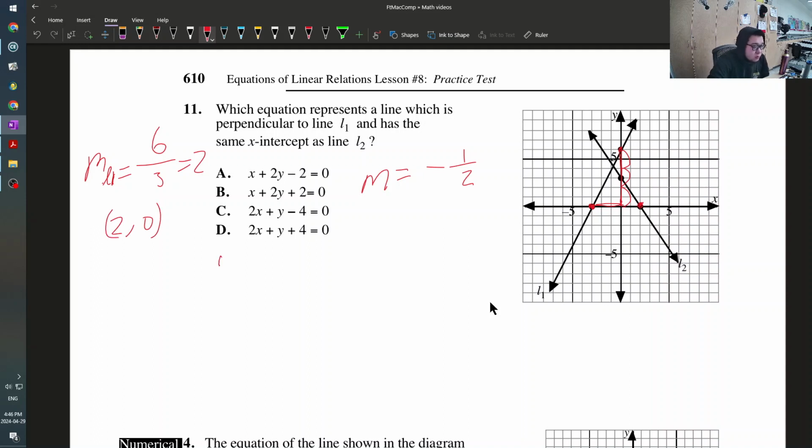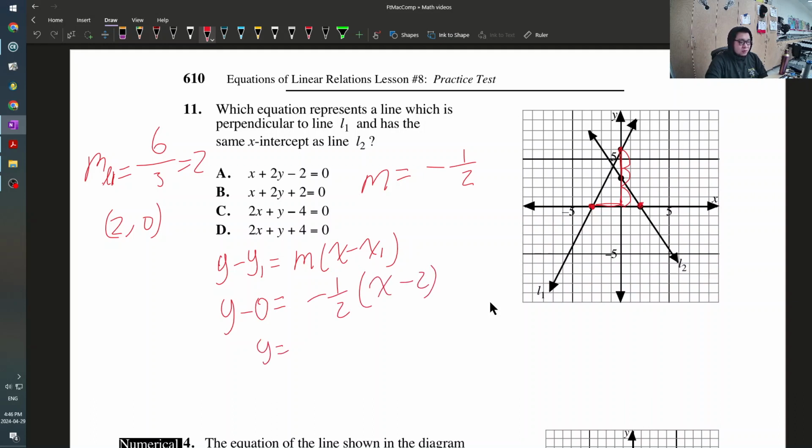We're going to use the point-slope form. y minus y1 is equal to m times x minus x1. So y minus 0 is equal to m, negative 1/2, times x minus 2. Simplify everything. y is equal to negative 1/2 x, negative 1/2 times negative 2 is equal to 1. Multiply everything by 2. 2y is equal to negative x plus 2. Add x to both sides and then subtract 2, we get 0 on this side. x plus 2y minus 2 is equal to 0.